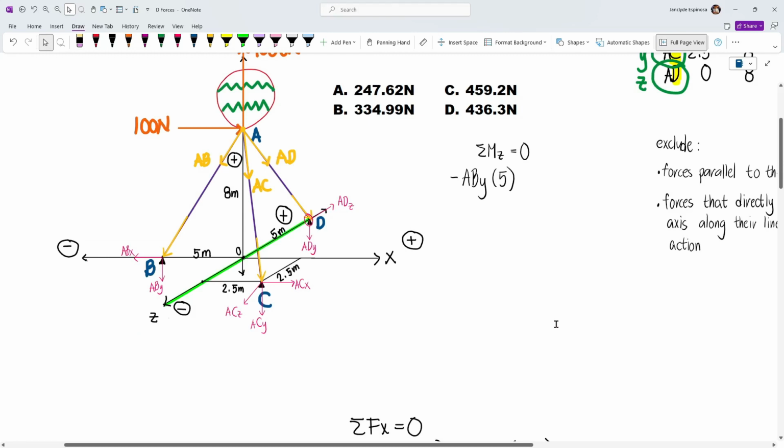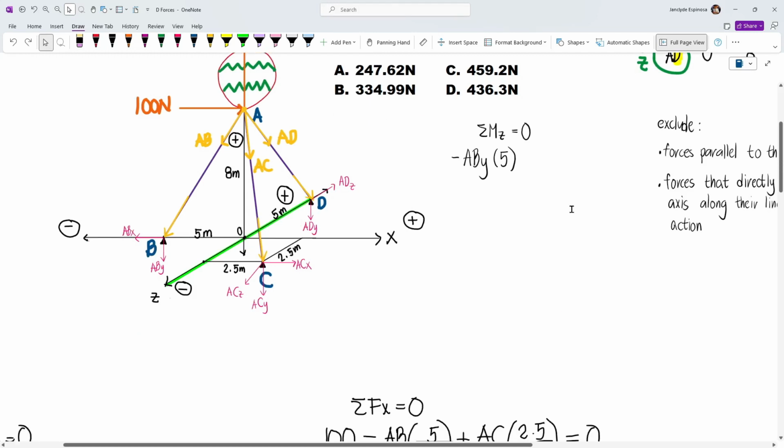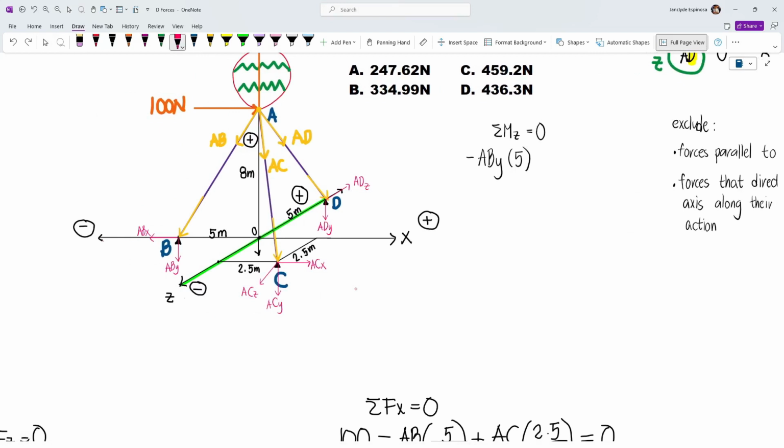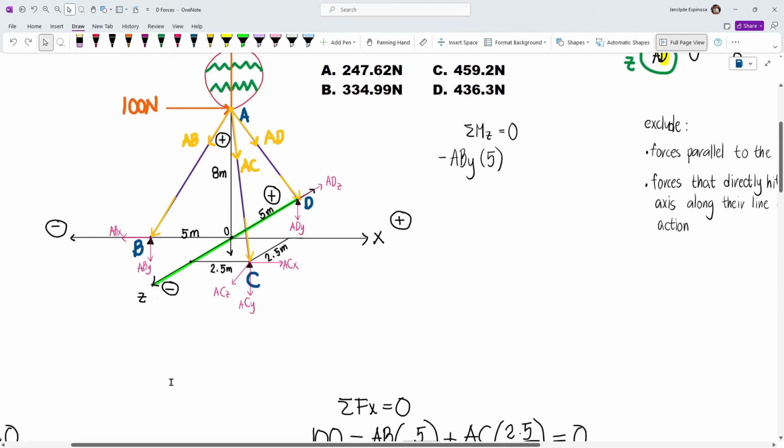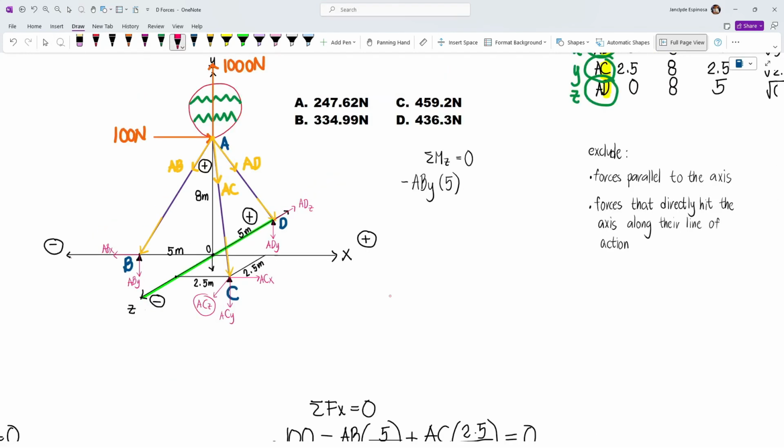And so that won't cause any moment, because again, we don't have any perpendicular distance about the Z-axis. Now finally, let's try to look at point C. For point C, the line of action of ACX will directly hit the axis if we extend it, and so this will be excluded. And then ACZ is parallel to the axis, and so this will also be excluded. And so what we'll only include is ACY.